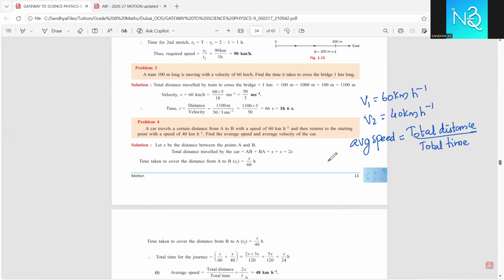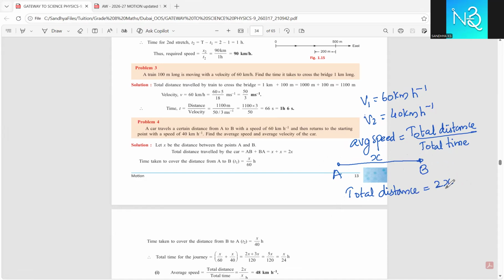So if you can take, assume the distance, let this be our distance, AB. Okay, then from A to B, if the distance is x, from B to A, again it is x only, right? So total distance will be equal to 2x.